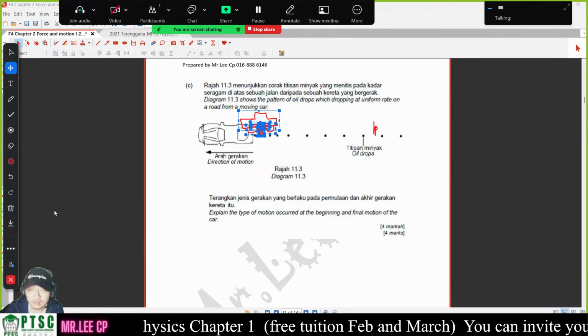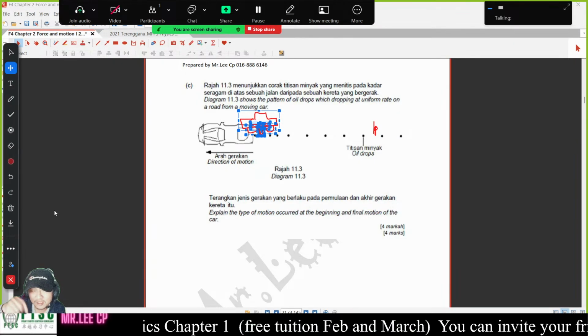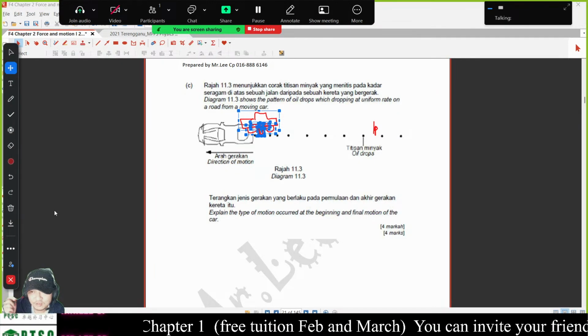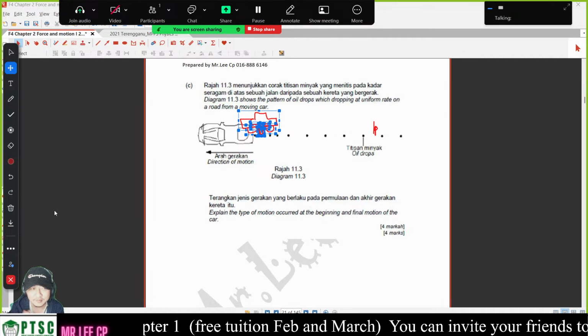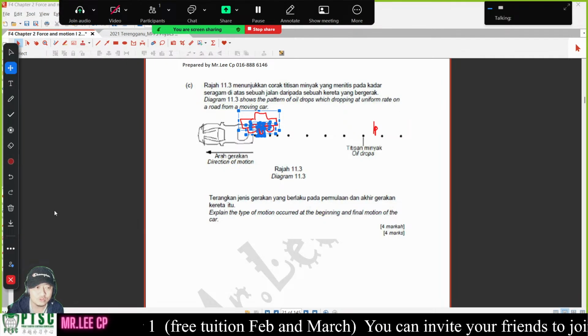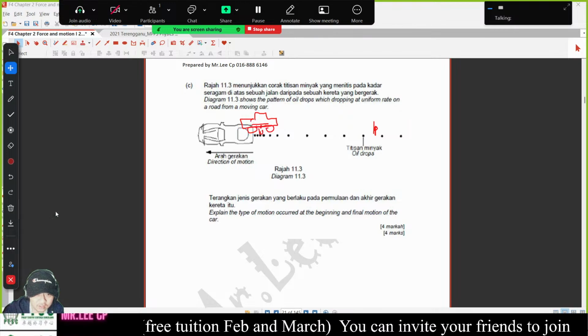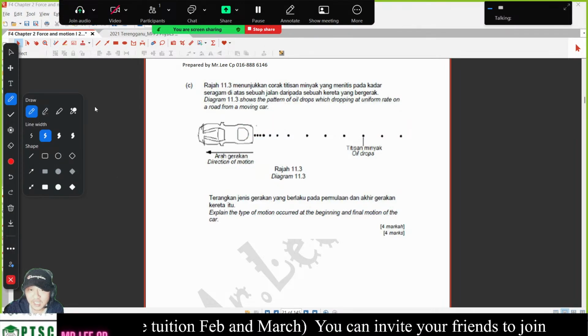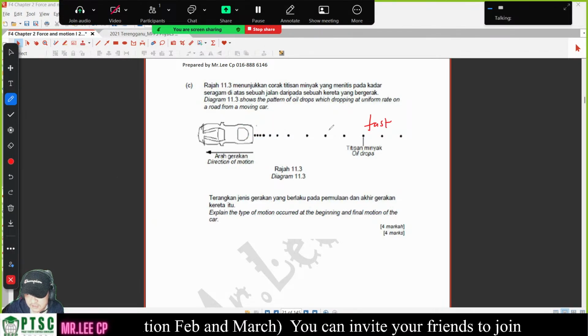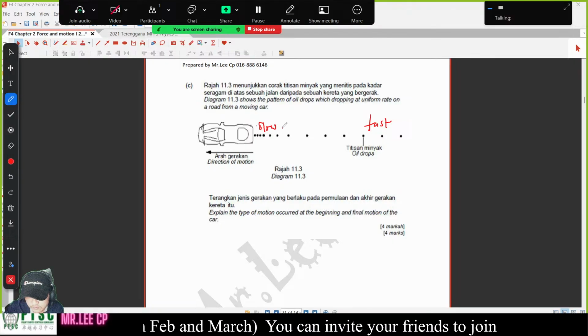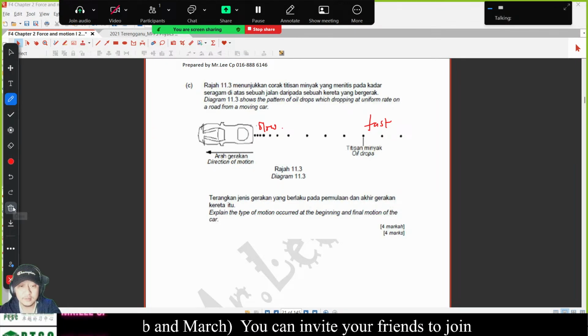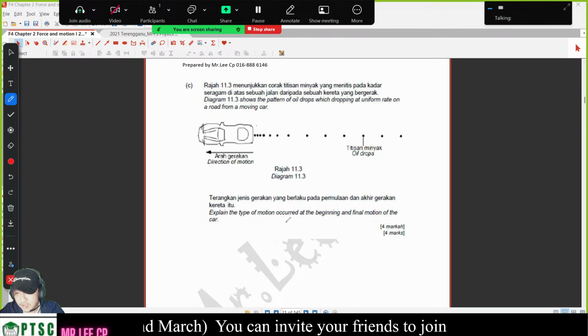Not the oil drip down with the same rate, same speed, but just the car moves fast or slow only. So we know that here it is fast, here it is slow. Slower. Okay, explain the motion of the car.